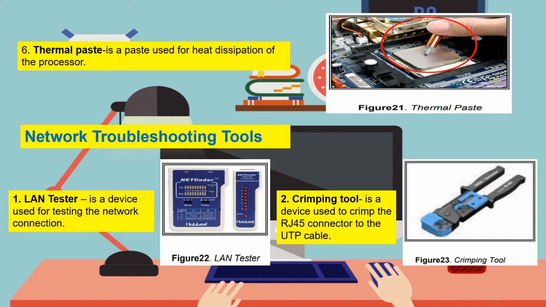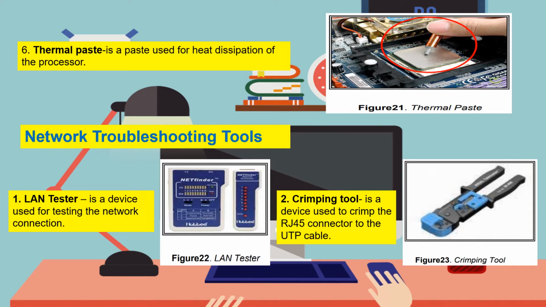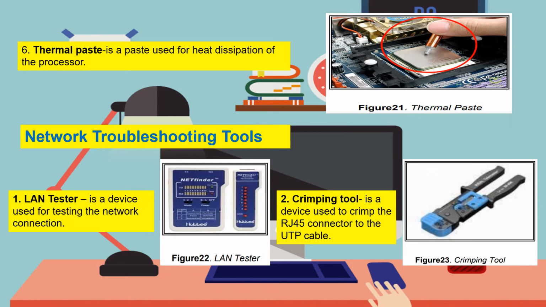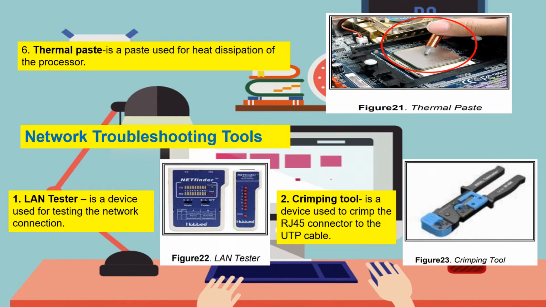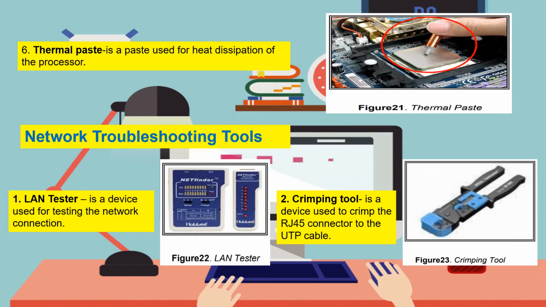Network troubleshooting tools. Number 1. We have the LAN tester. It is a device used for testing the network connection. Number 2. Crimping tool is a device used to crimp the RJ45 connector to the UTP cable.